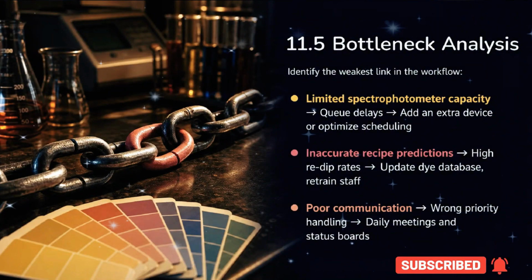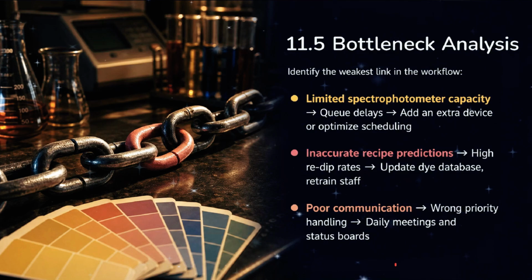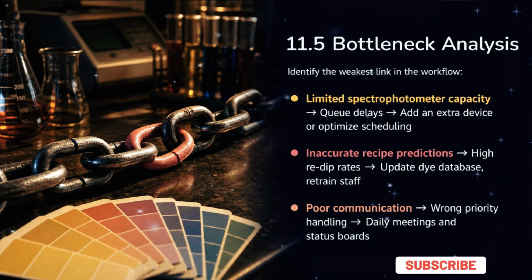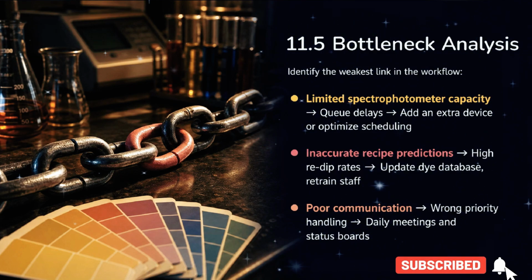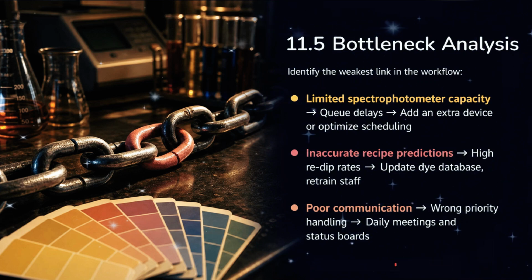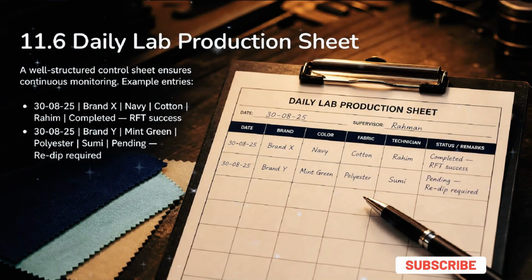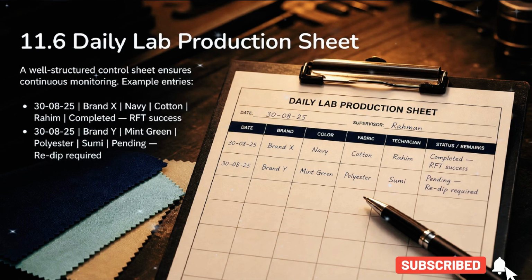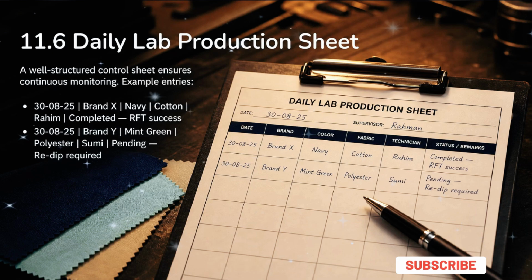When performing a bottleneck analysis, focus on identifying the weakest links. Whether it is limited equipment capacity, inaccurate recipe predictions, or poor communication, addressing the root cause is key to optimizing throughput. A well-structured daily production sheet is a fundamental tool for continuous monitoring, helping supervisors keep track of current projects, status updates, and overall team performance.